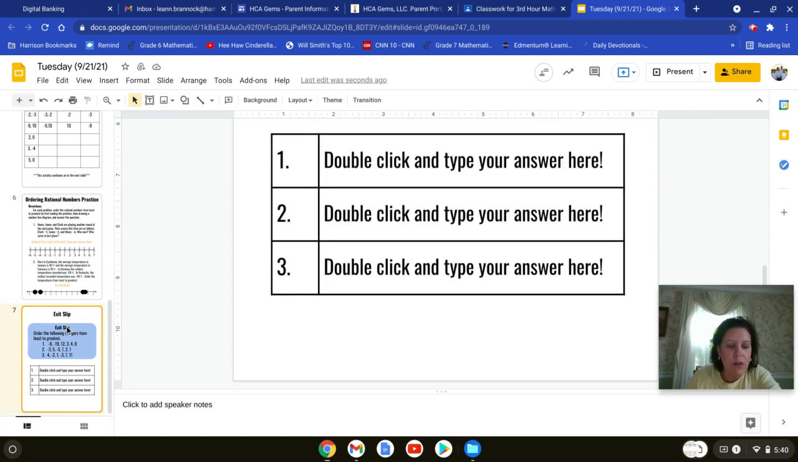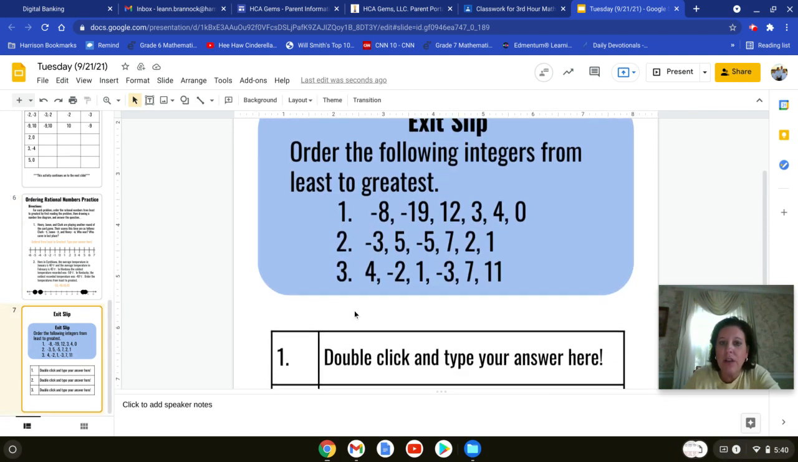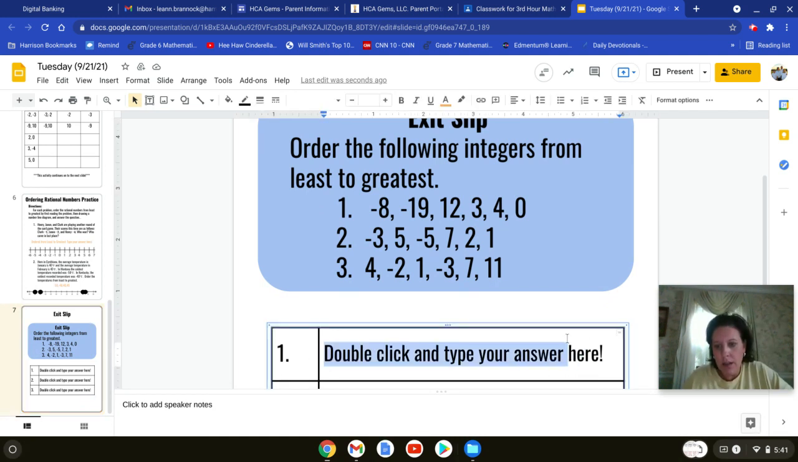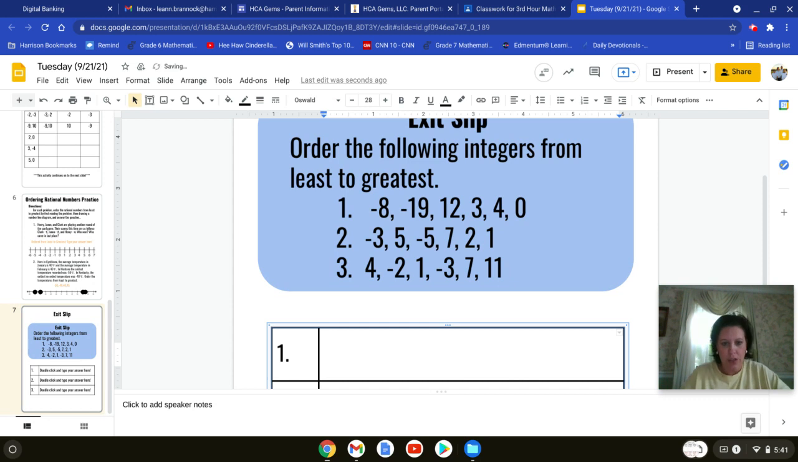Then you have your final kind of question. It says put those integers in order from least to greatest. So what you're going to do is double click to type your answer here. You're just going to take that out. And you're going to be thinking about this number line. Use those number line models up in the earlier assignments as an example, and put them in order from least to greatest. So remember, the least is the furthest one to the left. So that would be negative 19. And then you work your way all the way up to the highest, which is positive 12. So hopefully that helps you on that one.